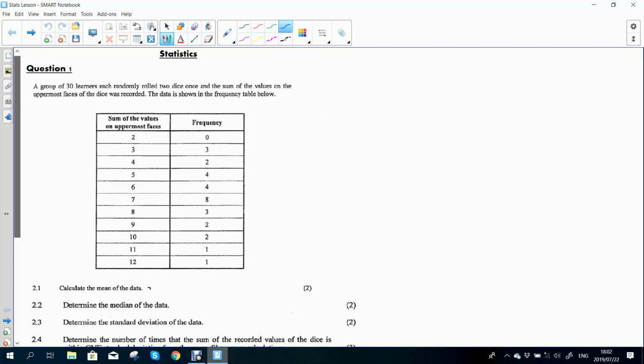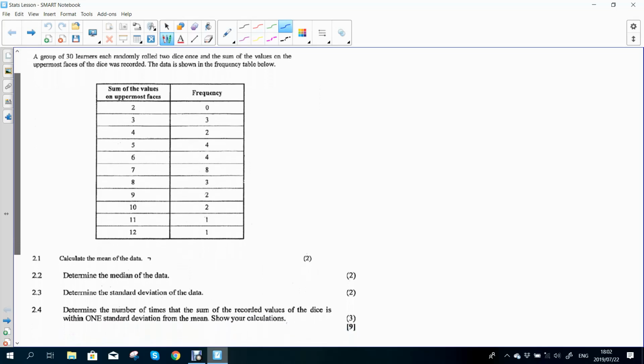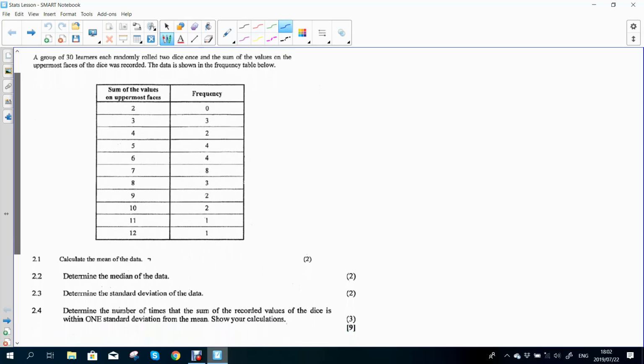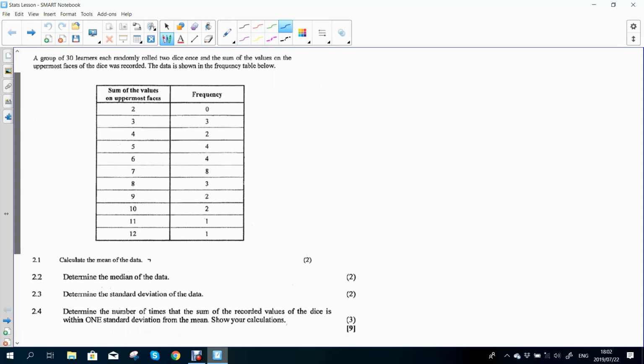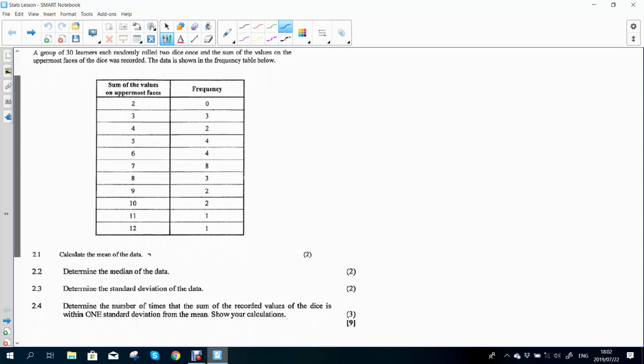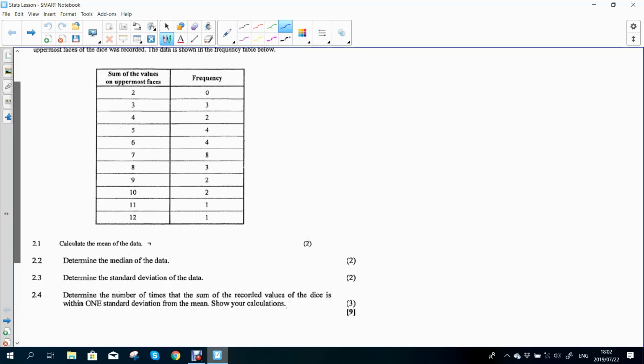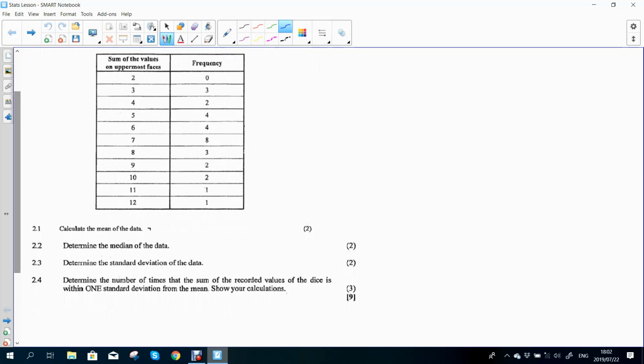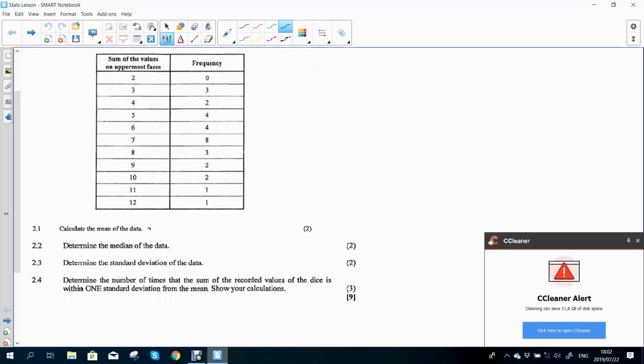A group of 30 learners each randomly rolled 2 dice once, and the sum of the values on the uppermost faces on the dice was recorded. The data is shown in the frequency table below. Calculate the mean of the data set.